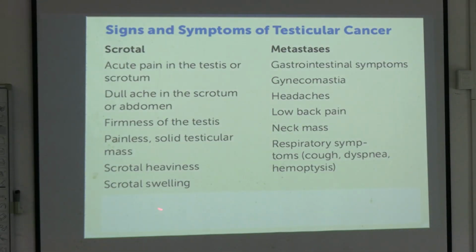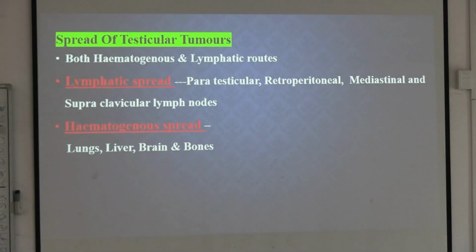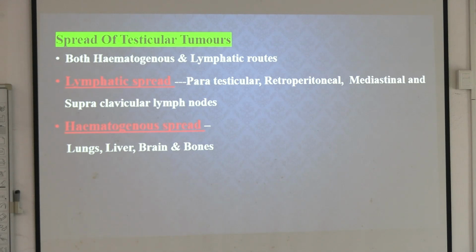Now, clinical presentation depends on early stage to late stage, as I told. Now, the spread: how does the tumor spread? It spreads both by lymphatic and hematogenous routes. Lymphatic spread goes to paratesticular, retroperitoneal, mediastinal and supraclavicular lymph nodes. If it is lymphatic metastasis, it goes first to the paratesticular and pelvic lymph nodes, then retroperitoneal, and then to the mediastinal and supraclavicular lymph nodes by the thoracic duct. Hematogenous spread goes to distant sites: liver, lung, and bone.